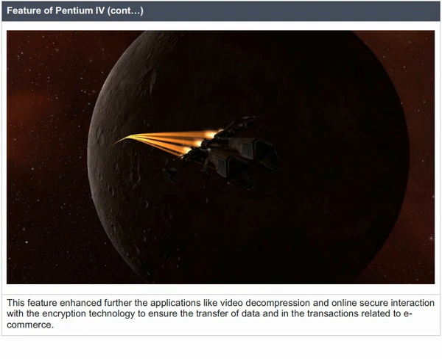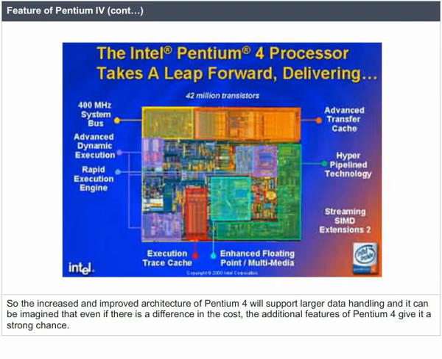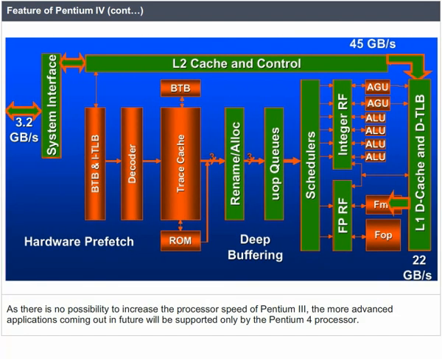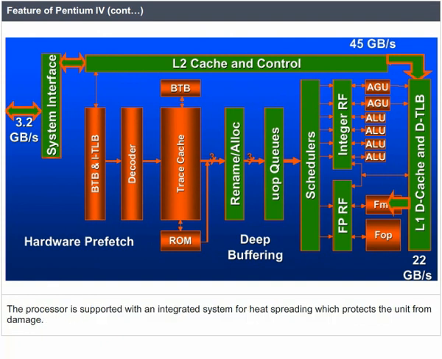So the increased and improved architecture of Pentium 4 will support larger data handling, and it can be imagined that even if there is a difference in the cost, the additional features of Pentium 4 give it a strong chance. As there is no possibility to increase the processor speed of Pentium 3, the more advanced applications coming out in future will be supported only by the Pentium 4 processor. The processor is supported with an integrated system for heat spreading, which protects the unit from damage.